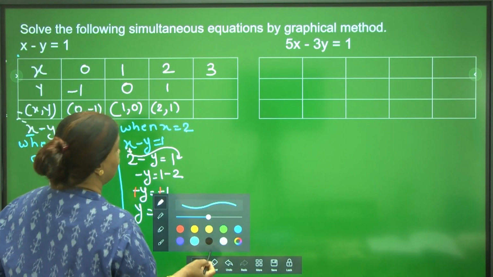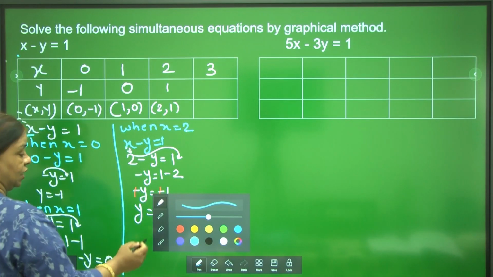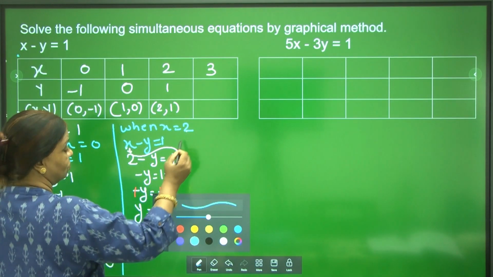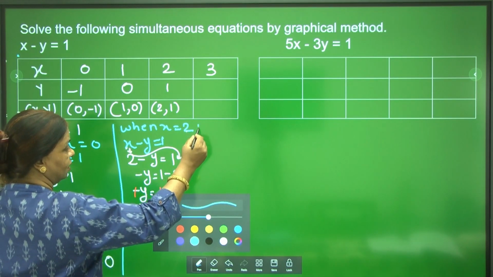Last one, when x is equal to 3. So when x is equal to 3, let me write it here.